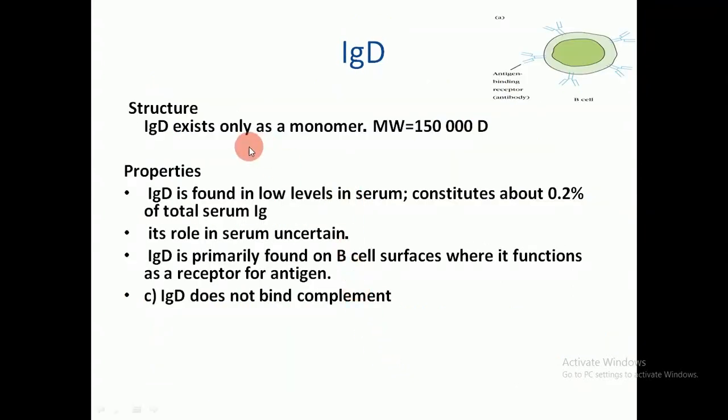IgD, the last one, has this structure, exists as a monomer, and has a molecular weight of 150,000 Dalton. Properties: IgD is found in low levels in the serum, constituting about 0.2% of the total serum immunoglobulin. Its role in the serum is uncertain. IgD is primarily found on the cell surface of the B cell, where it functions as a receptor for the antigen. IgD does not bind to complement.